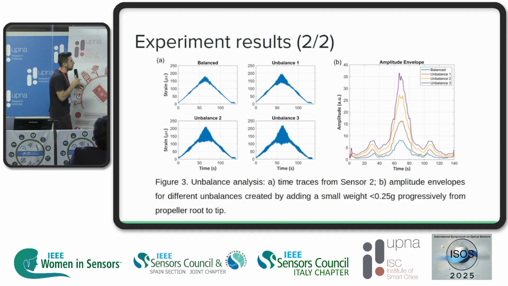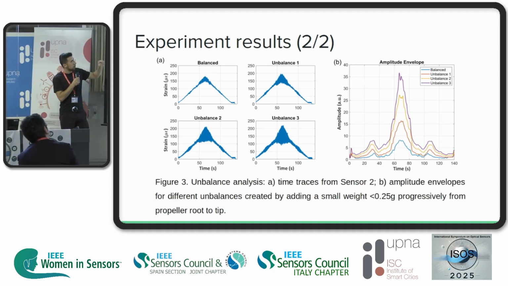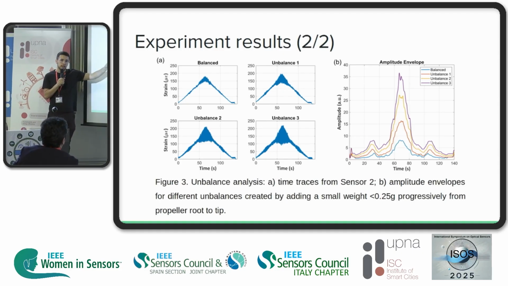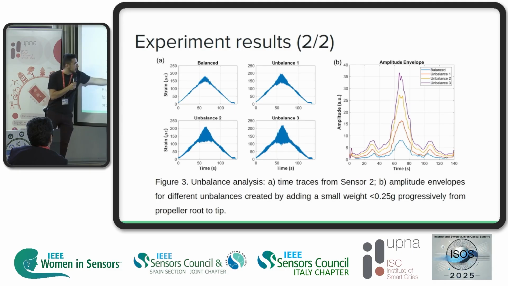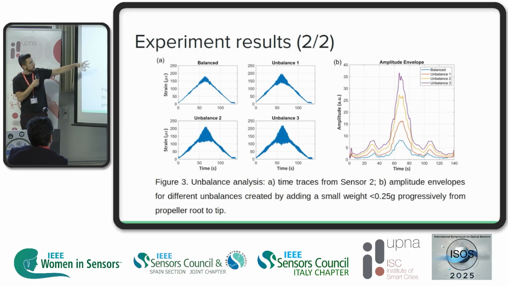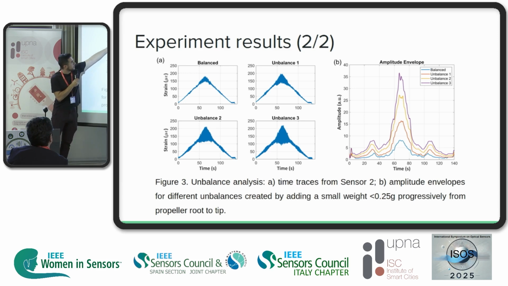So for the second experiment, as I mentioned, we placed this duct tape from the root to the tip, and we tried to measure how much amplitude this vibration had over the entire setup of the experiment, so that we can see if we are able to capture any imbalance in the propeller, and maybe even capture where the imbalance is. So this is the reference for the balanced propeller. So this is the original propeller.